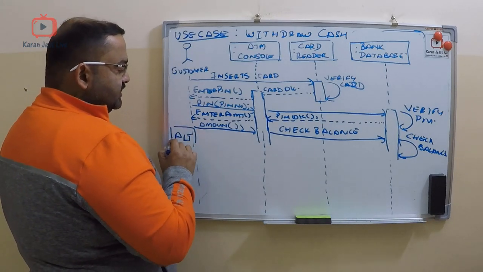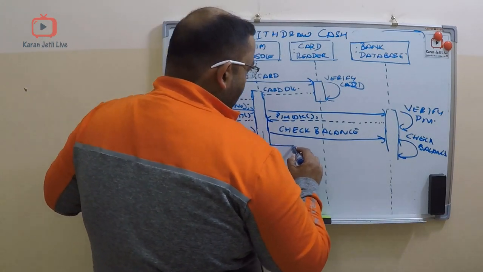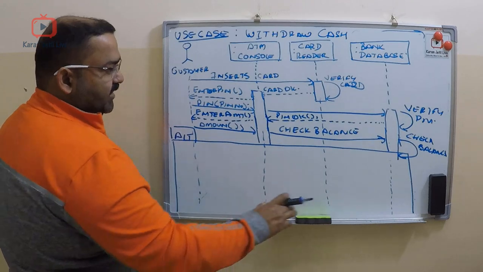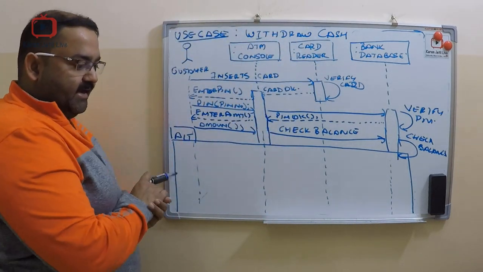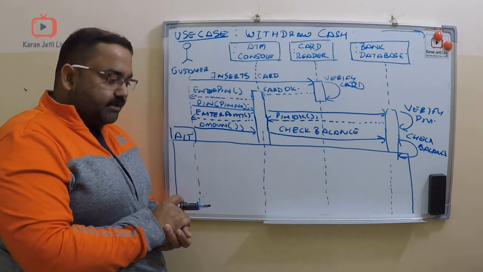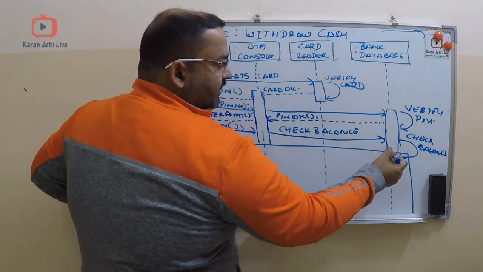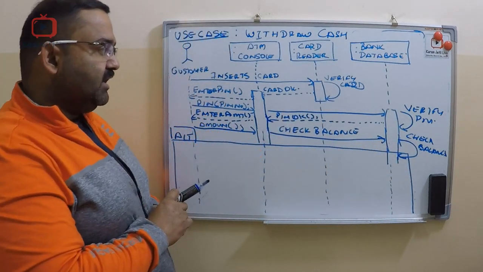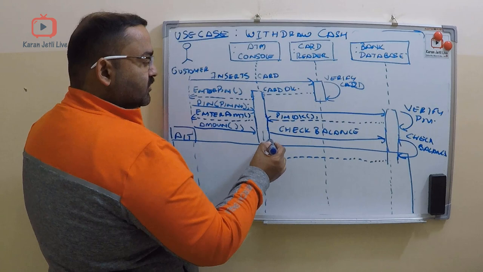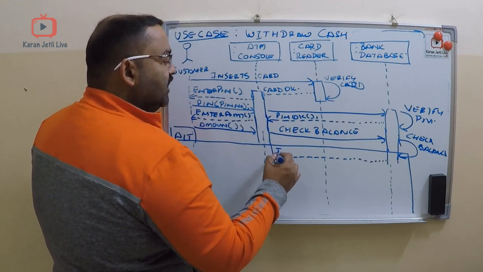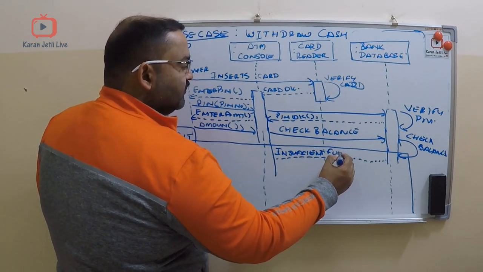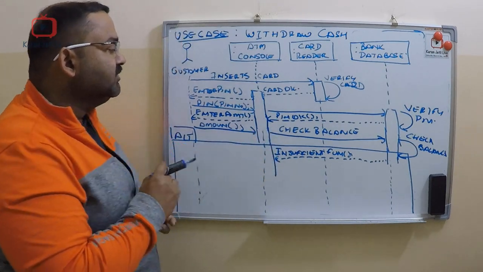What does it show? In this scenario, I have multiple alternatives. Now, what happens in multiple alternatives? It checked the balance. If funds are insufficient, the bank database returns the message to the ATM console, insufficient funds. Then what should the ATM console do?